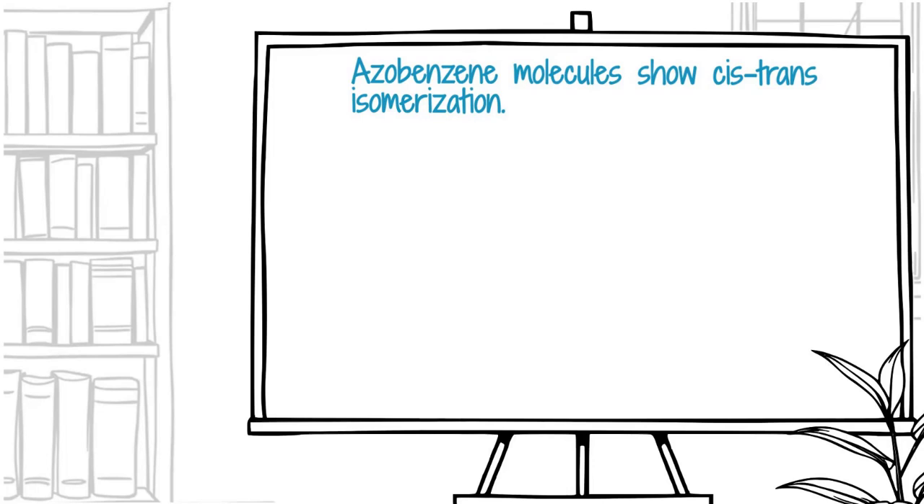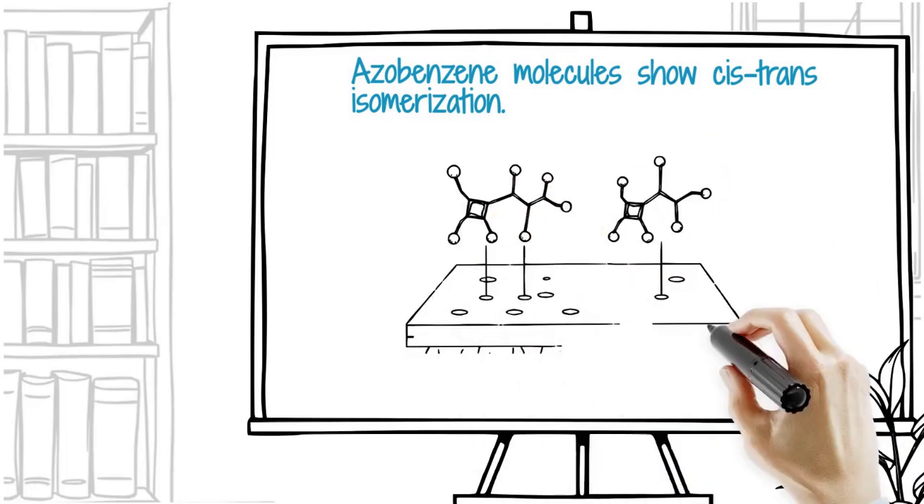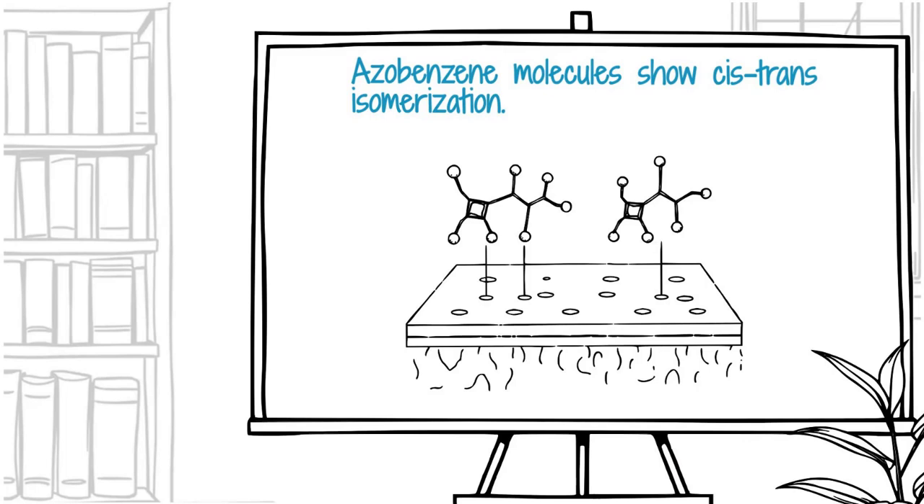Azobenzene molecules were observed to undergo cis-trans isomerization, driven by electrochemical potential, like a book cover that flips open or closed depending on the humidity and light around it.